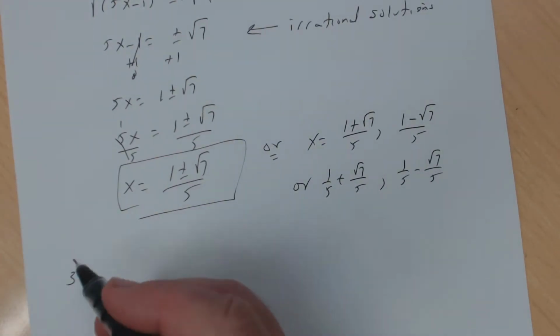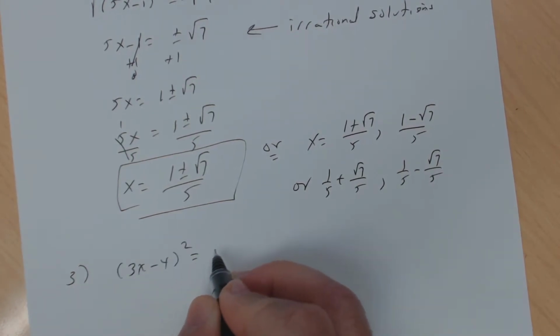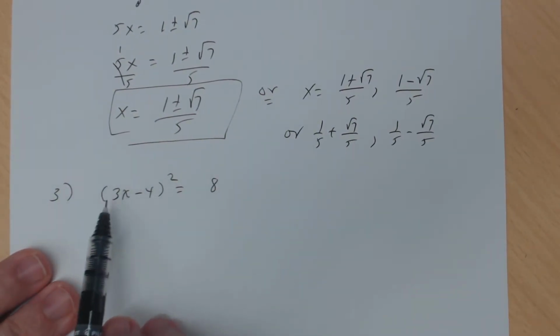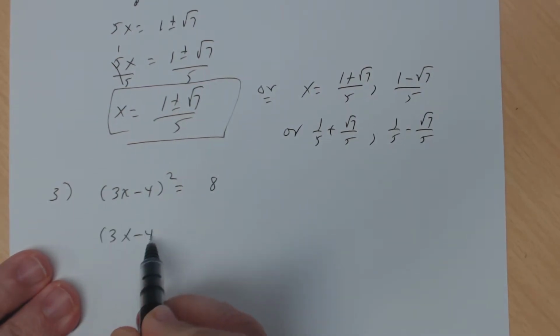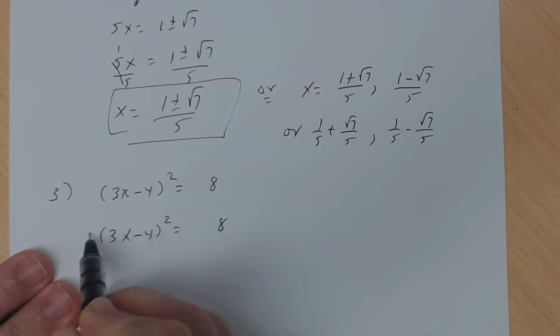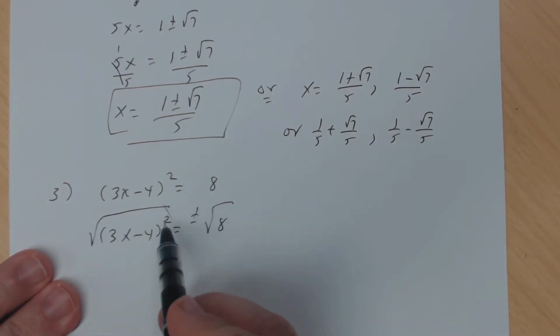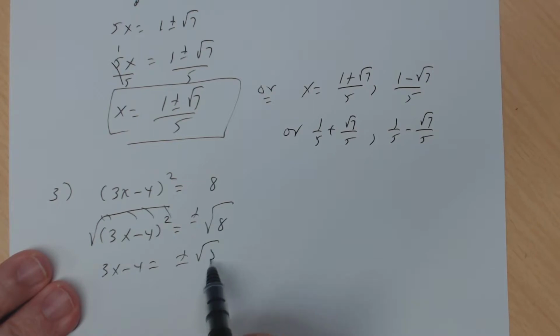All right, number 3. Suppose we had (3x minus 4) squared equal 8. Now remember, it's still in that form: some expression squared equal a number. So I'm going to take the square root of both sides. Don't forget plus and minus, though. The square and the square root undo each other. So you're left with this expression, 3x minus 4 equal plus or minus square root of 8.